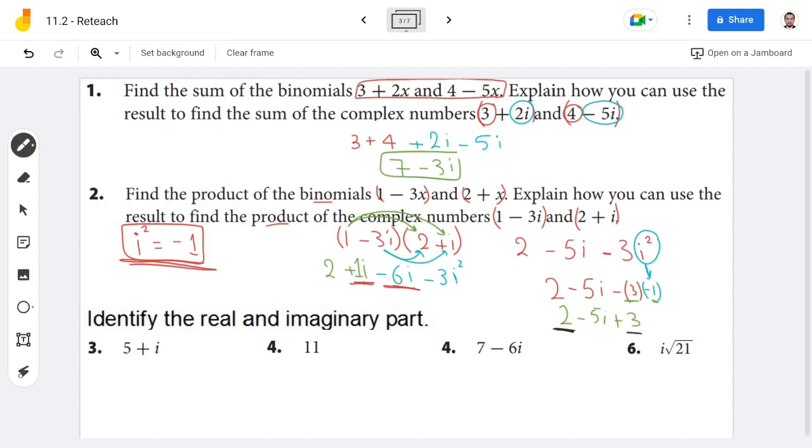So I have 2 and I have positive 3. So now let me write it here. It will be 2 plus 3, which is equal to 5, minus 5i. So this is the final answer. Now, you can see here, identify the real part and the imaginary part. You know that this one is the real part. This one is the imaginary part. The same thing for all of the questions.